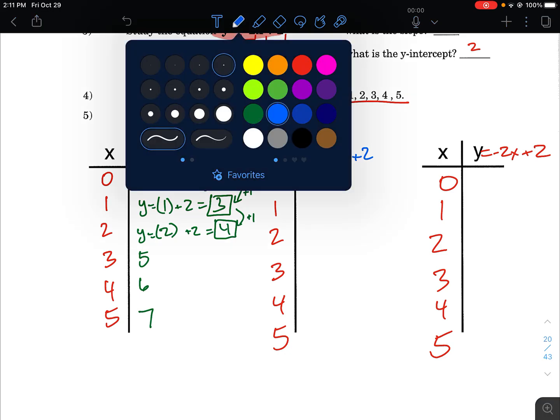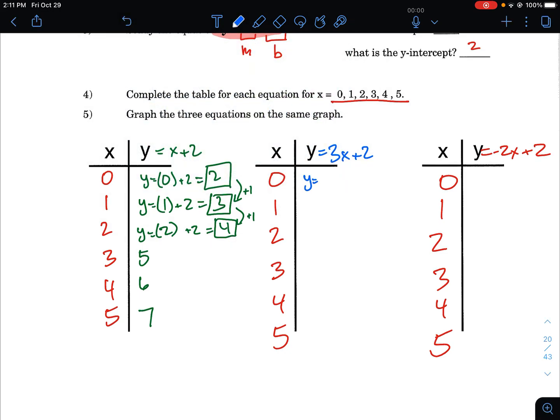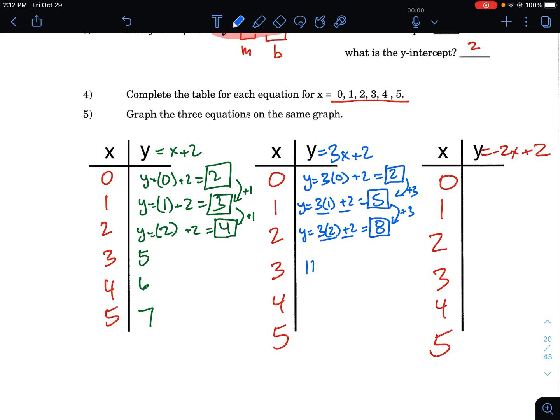All right, let's look at my next equation. We have 3x plus 2, so y equals 3 times x, and in this case, x is 0. 0 plus 2 equals 2. Y equals 3 times 1 plus 2. 3 times 1 is 3, plus 2 is 5. Let's do the next one. Y equals 3 times 2 plus 2. 3 times 2 is 6. 6 plus 2 is 8. Let's see if we can figure out the pattern. 2 to 5 and 5 to 8. We're adding 3, right? So add 3 more to 8. We should have 11. Then 14. Then 17.